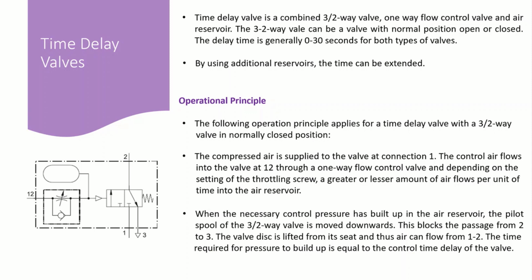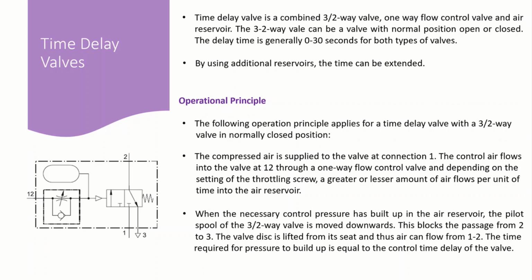In general, we can have two forms of time delay valve depending on the directional control valve that we have within it. It can be in the normally open position condition, and also the closed condition. So we can have a directional control valve with normally open position or normally closed position, and from there we can have a time delay valve with the same functionality.